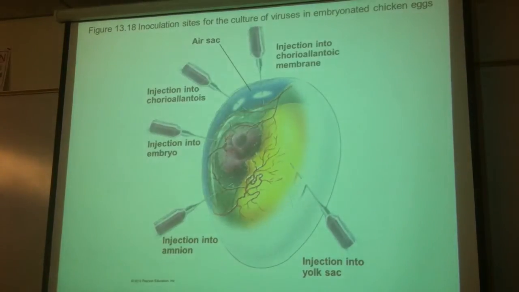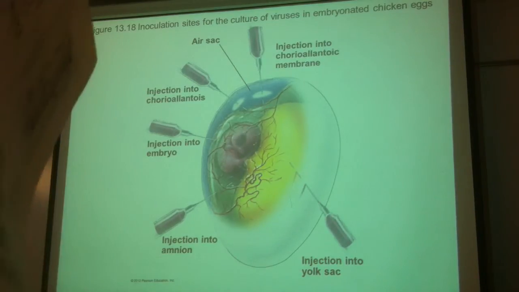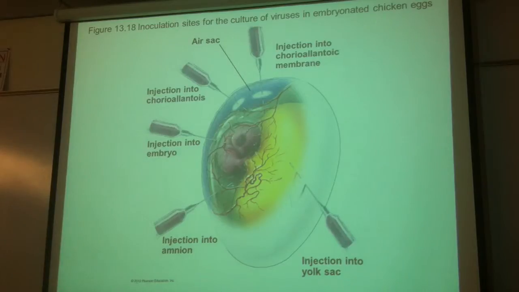So how do they do that? You can inoculate into embryonated chicken eggs. There are multiple places that you can inoculate: into the membranes, the embryo, the amniotic fluid, even the yolk sac. So they have a bunch of different places where you can inject the virus and see how it's growing, let it grow up, and get a large viral load to work with. I know, poor little chicken.